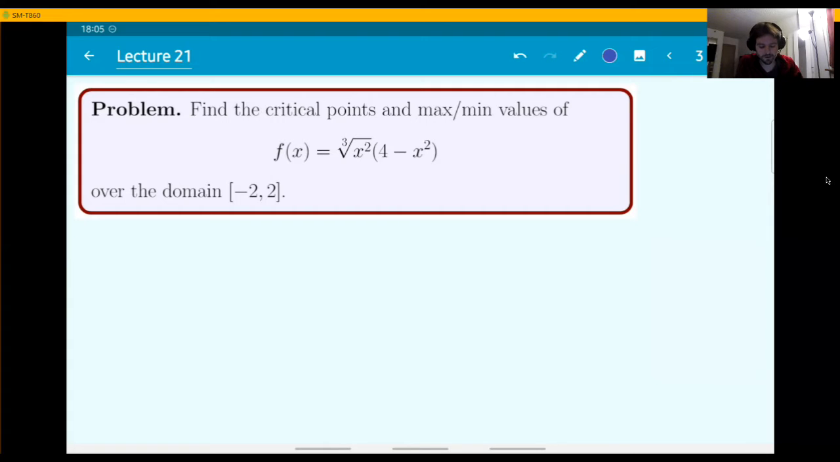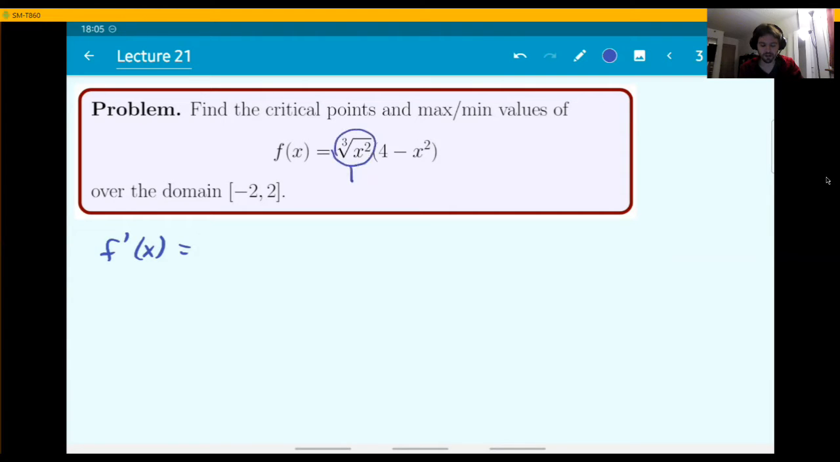So anyway, we have a function, we have the domain, we want to find the critical points and then the maximum values. Let's find critical points. That means locations where the derivative does not exist or where it is 0. So try to compute this derivative.